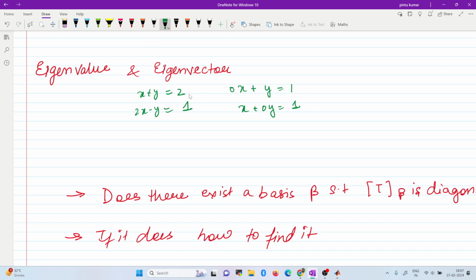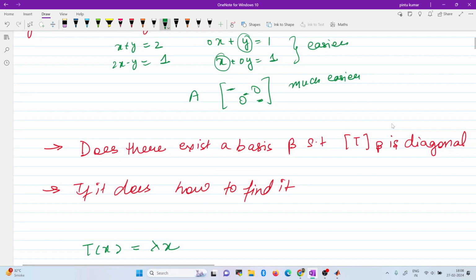Both of them are quite easy, but if you are given some complex system where you have only diagonal entries available, then that kind of system becomes easier to solve. So if you have a matrix A in which you have entries only on the diagonal and everything else is 0, solving that kind of system of equations is much easier. Whatever we did in the course was from a deep learning perspective. I'll just take a very small detour.